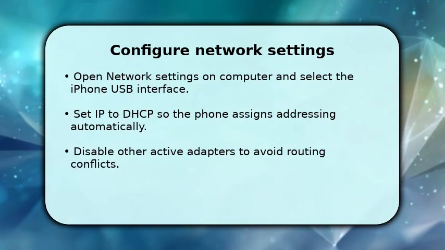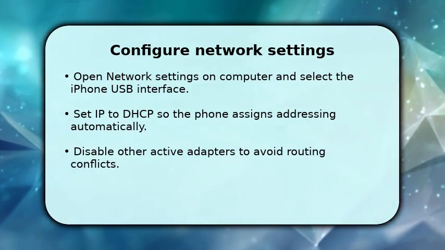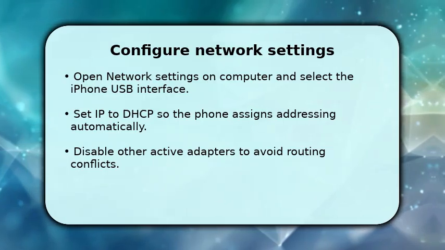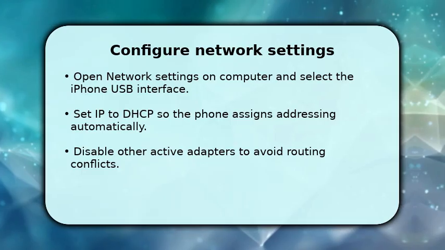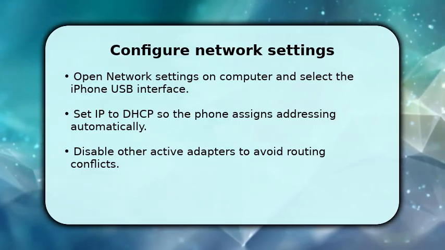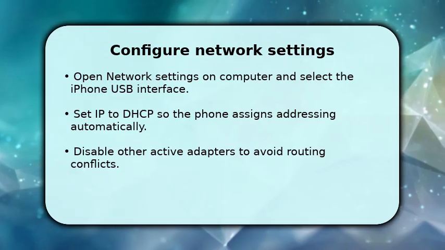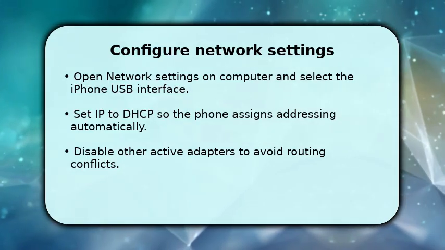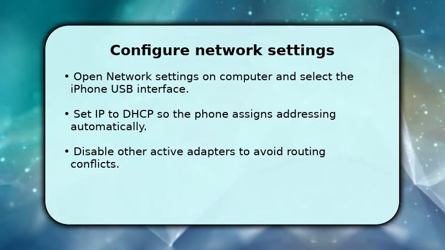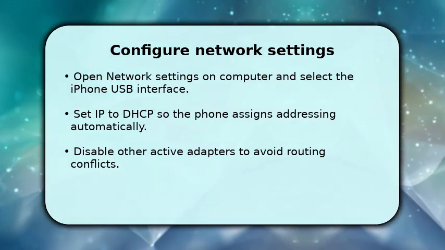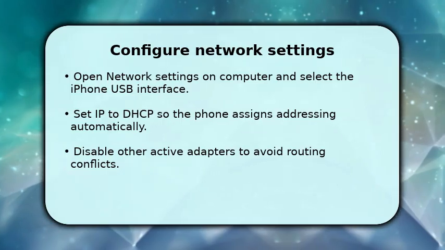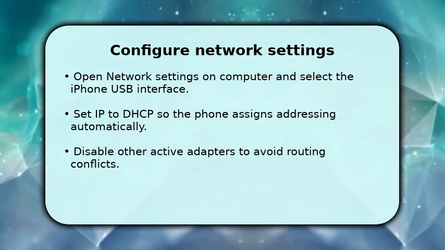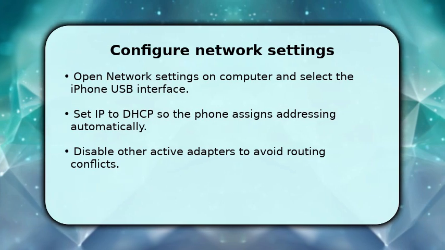Once done connecting, open your computer's network settings and select the iPhone USB interface. It appears like an Ethernet adapter. Make sure the interface is set to obtain an IP address via DHCP so the iPhone can assign the correct gateway and DNS. If you need a static IP for a specific service, set one within the phone subnet and point DNS to a public resolver. Also, disable other active network adapters to prevent split routing and ensure traffic flows through the tether.